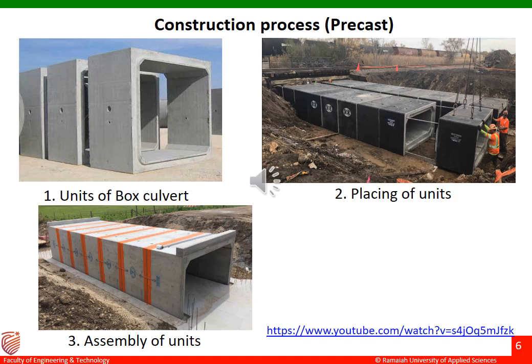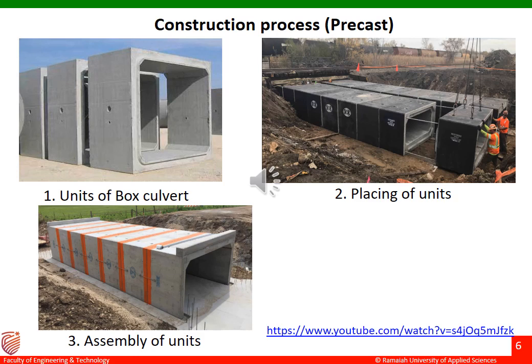You should not reduce the size of the inner dimension. What you are supposed to do is reduce the length of the culvert, depending on your available transportation facility. So first, depending on your discharge requirement, and the size of the road if it is an underpass, and then depending on the available transportation facility, you have to prepare the units of the box culvert, as you can see in figure number 1.